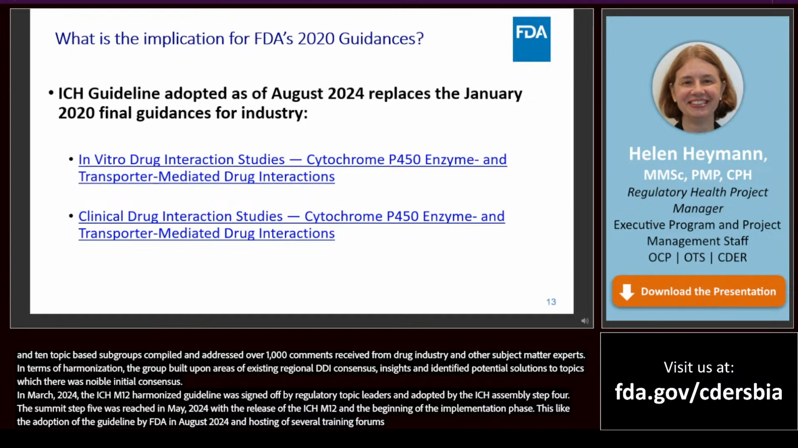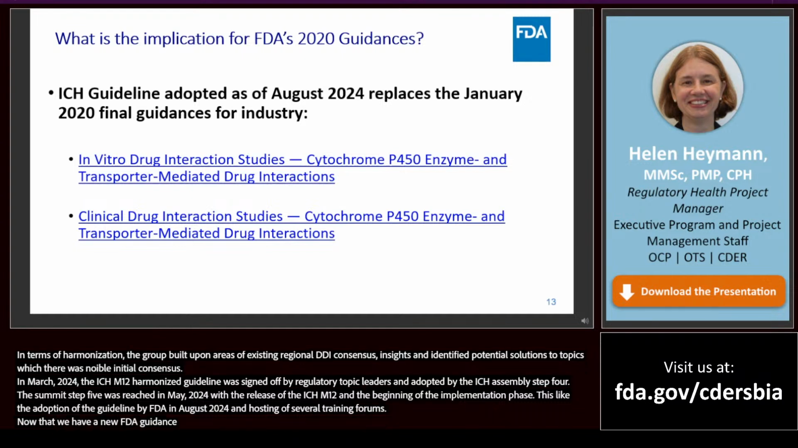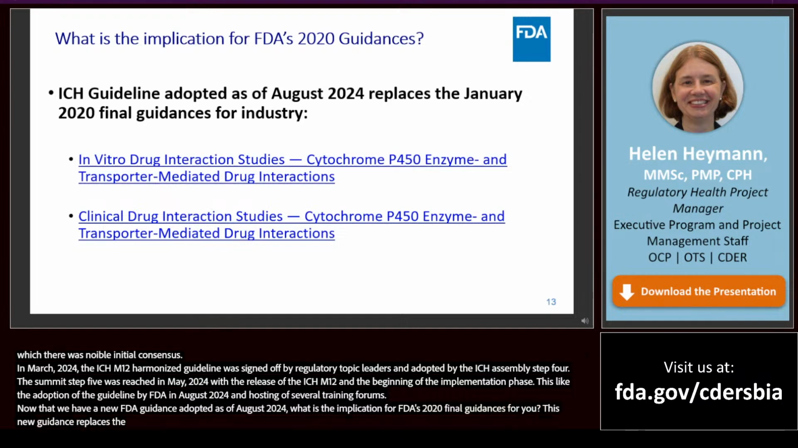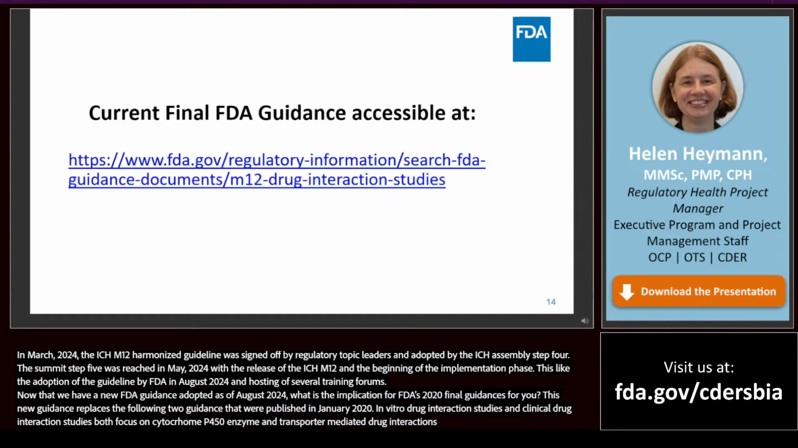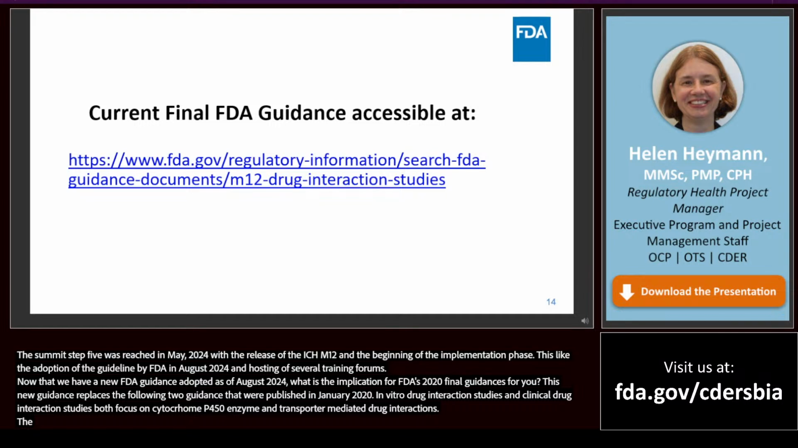Now that we have a new FDA guidance adopted as of August 2024, what is the implication for FDA's 2020 final guidances for you? This new guidance replaces the following 2 guidances that were published in January 2020: In vitro drug interaction studies and clinical drug interaction studies, both focused on cytochrome P450 enzyme and transporter mediated drug interactions. The current final FDA guidance is accessible at the following link on the FDA website.